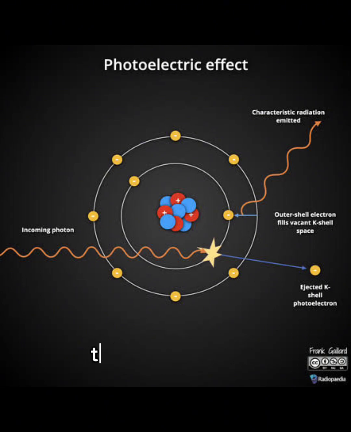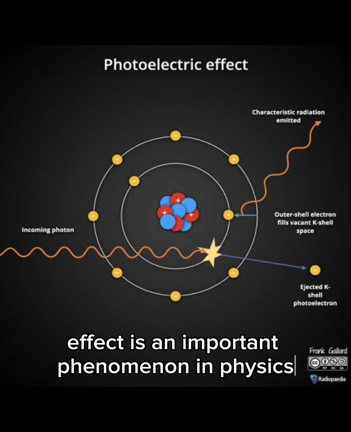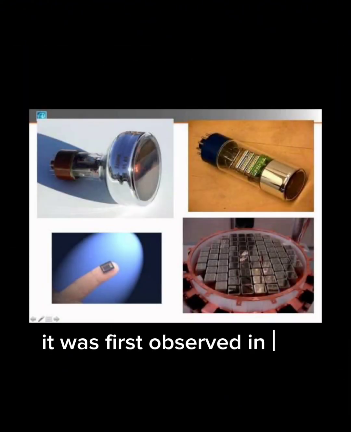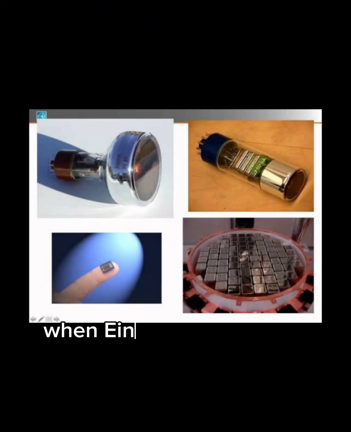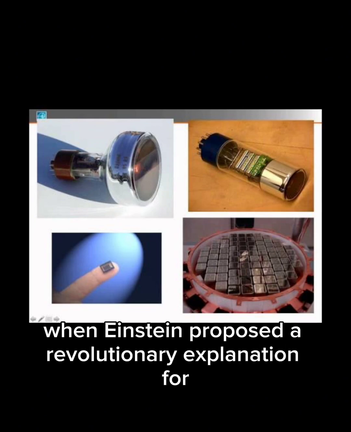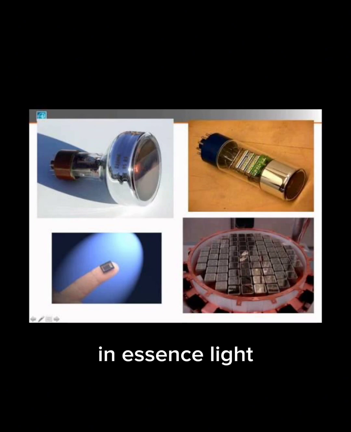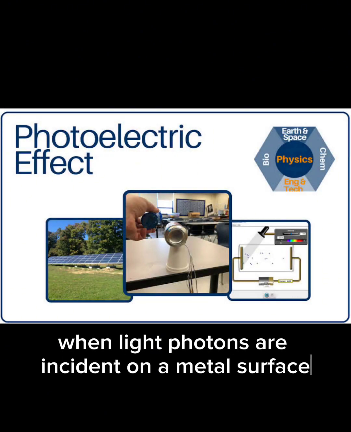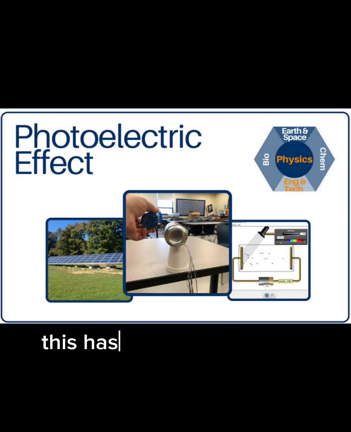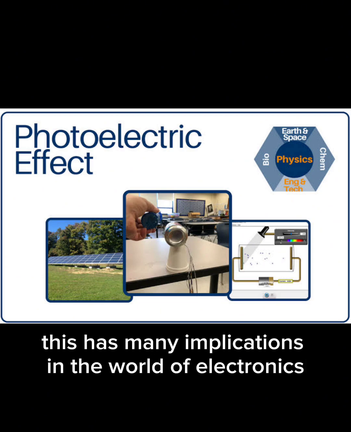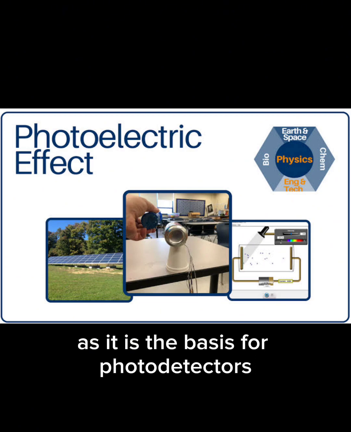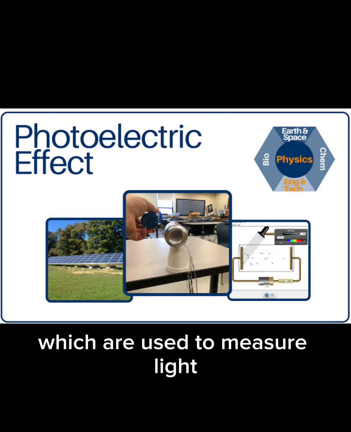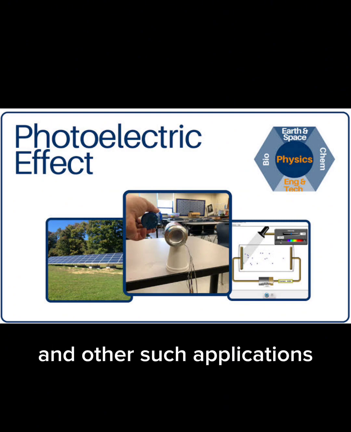Photoelectric effect. The photoelectric effect is an important phenomenon in physics. It was first observed in the early 1900s when Einstein proposed a revolutionary explanation for it. In essence, light energy is absorbed and converted into electrical energy when light photons are incident on a metal surface. This has many implications in the world of electronics as it is the basis for photodetectors, which are used to measure light, detect motion and other such applications.